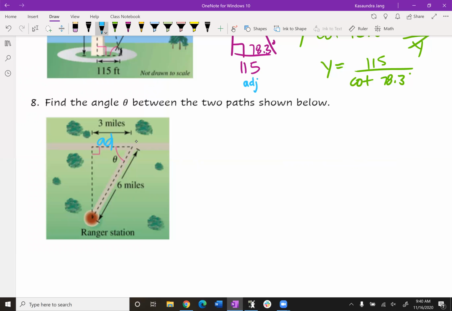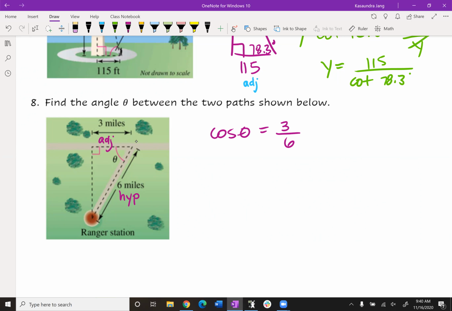Oh, the adjacent. Maybe I'll put another color here. Okay. The adjacent was the 3 miles? Yeah. You said hypotenuse as well? Yeah. Hypotenuse was the 6 miles? Okay, so you went with cosine of some angle is the adjacent over the hypotenuse, so the 3 over 6. Nice, okay. Pretty much you went with whatever doesn't have the opposite side, right?